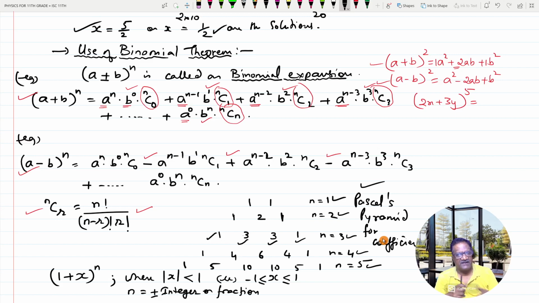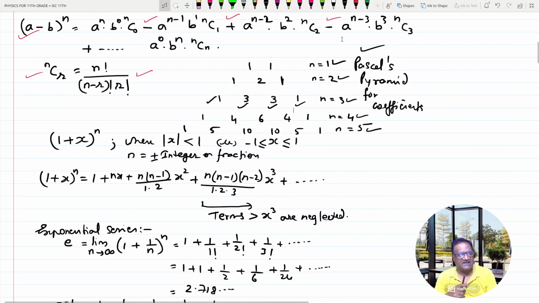Okay. Now coming to the next, (1 plus x) raised to n. Suppose you want to find this expansion (1 plus x)^n, where modulus of x is less than 1. The meaning of modulus of x less than 1 is that x is between 1 and minus 1. So whenever x is between 1 and minus 1 only, then (1 plus x)^n, where n is an integer, it can be any integer or it can be any fraction also. This particular expansion (1 plus x)^n is given by this formula.